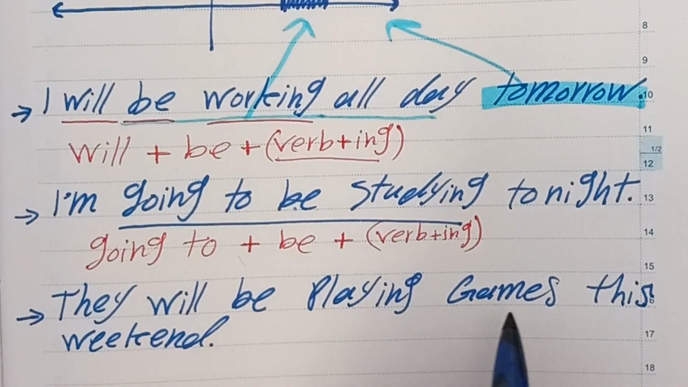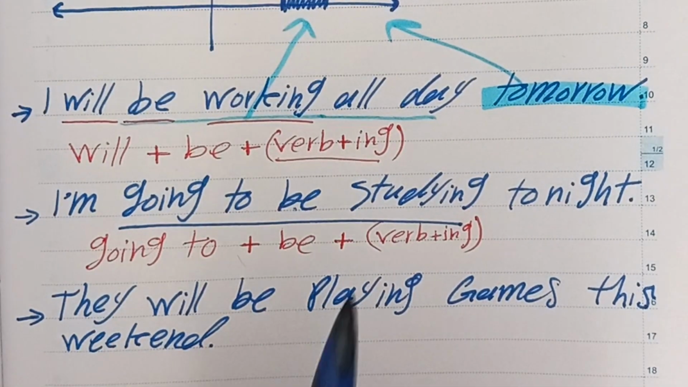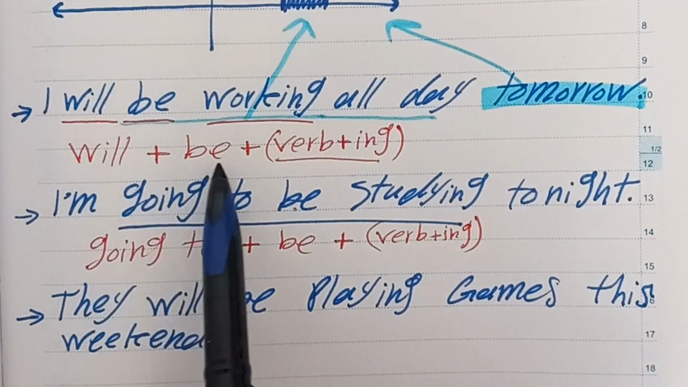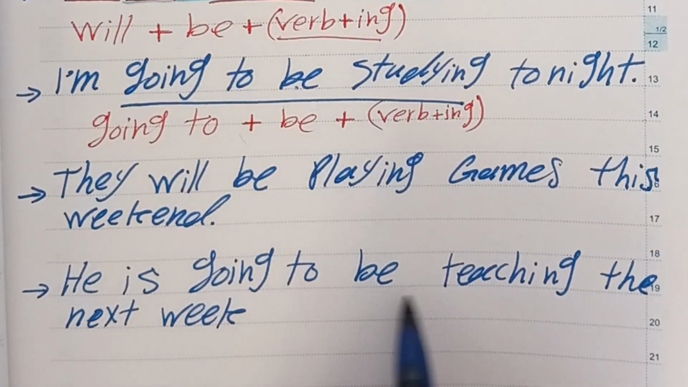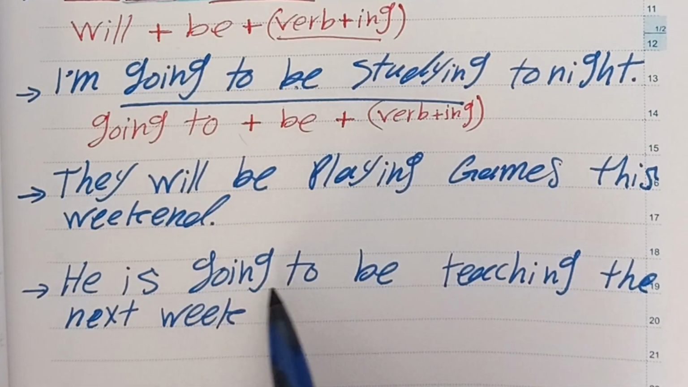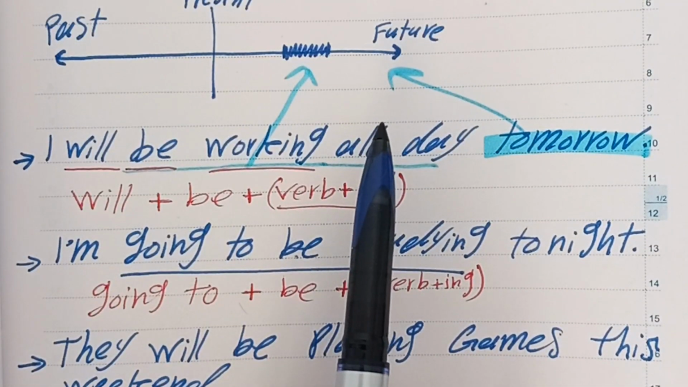They will be playing games this weekend. This weekend is in the future. They will be playing. Will be ing. He is going to be teaching the next week. Going to be ing. The next week. And the next week is in the future.